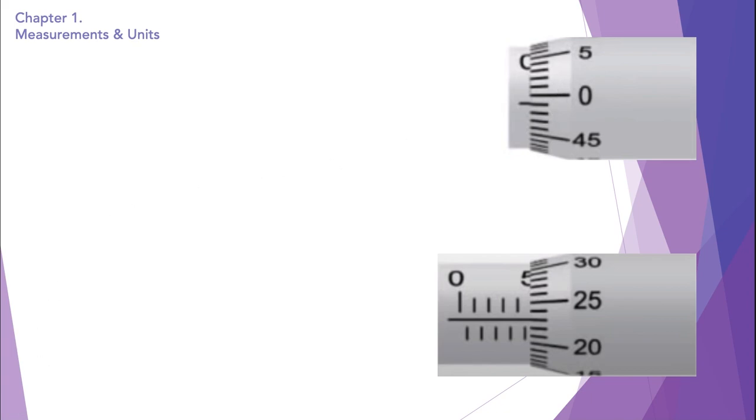So we're going to write down the zero error. What is the zero error? It is 0.01. Because of course the distance is of only one marking, so the zero error of this micrometer screw gauge is minus 0.01. So this is the zero error.